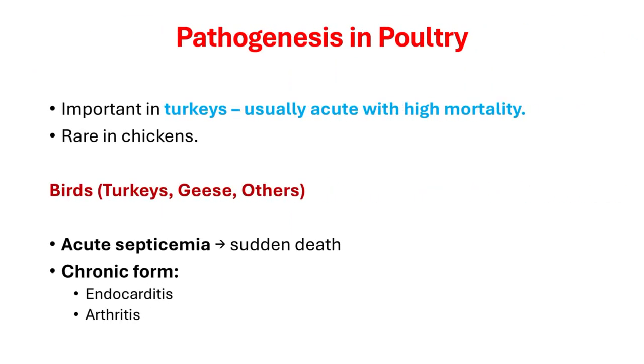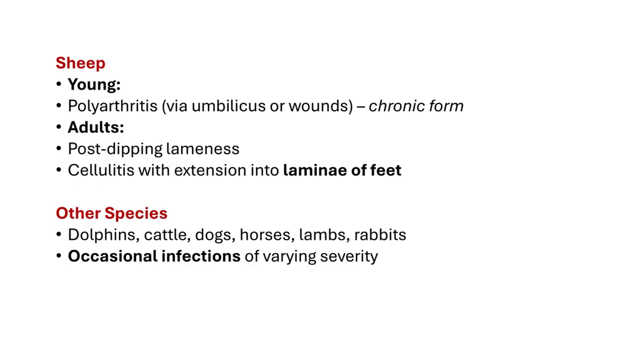In turkeys, the infection is often acute and highly fatal, whereas chickens are only rarely affected. In turkeys, geese, and other birds, the infection usually causes acute septicemia, often leading to sudden death. Chronic cases may present as endocarditis or arthritis. In young sheep, the organism can enter through the umbilicus or wounds, leading to chronic polyarthritis. Adult sheep may develop post-dipping lameness, characterized by cellulitis that extends into the laminae of the feet. Occasional infections of varying severity are reported in dolphins, cattle, dogs, horses, lambs, and rabbits.